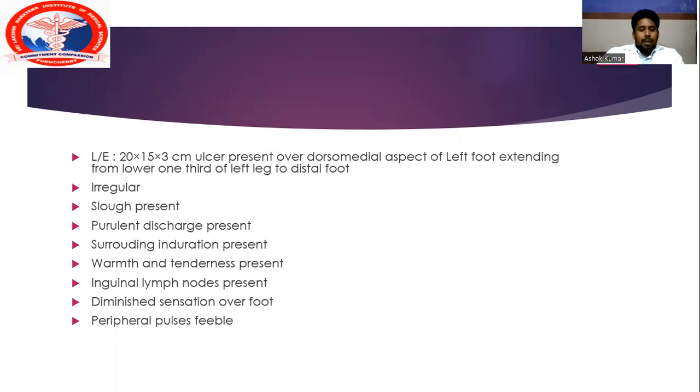He presented with a debrided ulcer, a 20 cross 15 cross 3 centimeter ulcer present over the dorsomedial aspect of the left foot, extending from the lower one third of the left leg to the distal foot up to the metatarsophalangeal joint. We'll be seeing the image in a while. It was irregular in shape. The floor was covered with slough. The margin was not well defined. There was purulent discharge present. On palpation, warmth and tenderness were there. Surrounding induration was present. And the main thing is inguinal lymph nodes were present on the left side.